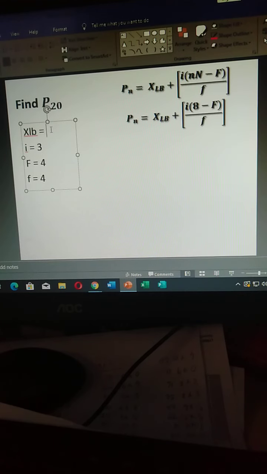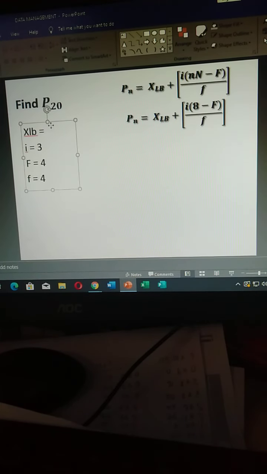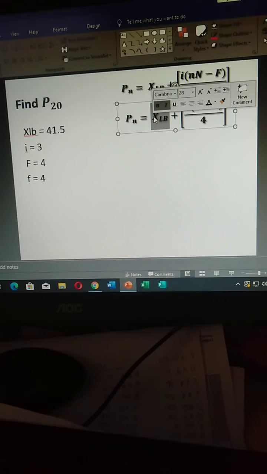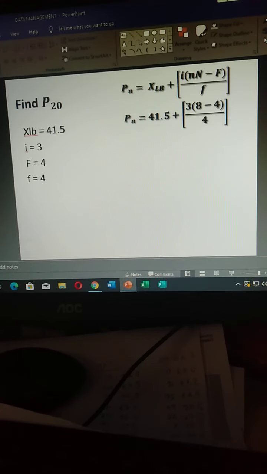How about the lower boundary? The lower boundary is here. It's 42 minus 0.5, which is 41.5. Then we solve. This is 3, this is 4, this is 4 also, and this XLB is 41.5.